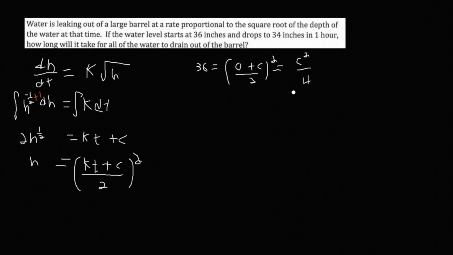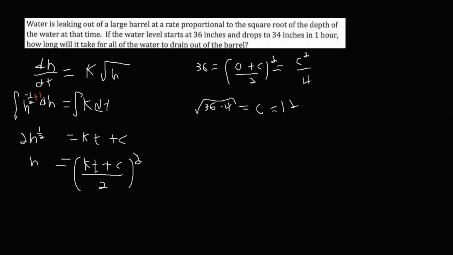And then doing algebra, we multiply the 4 over and take the square root. But we're just going to say 36 times 4, which is 6 squared times 2 squared. So taking the square root, we already know that c squared is equal to c, which is equal to 12. So c is equal to 12.